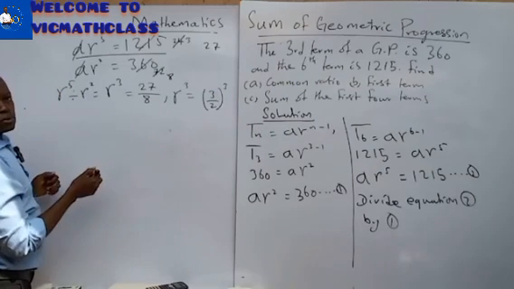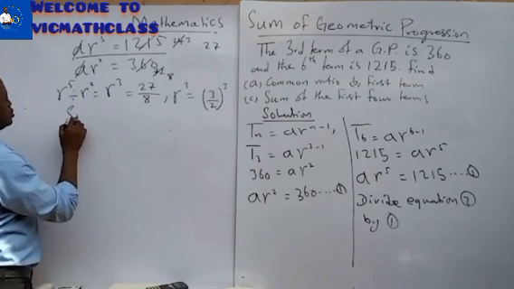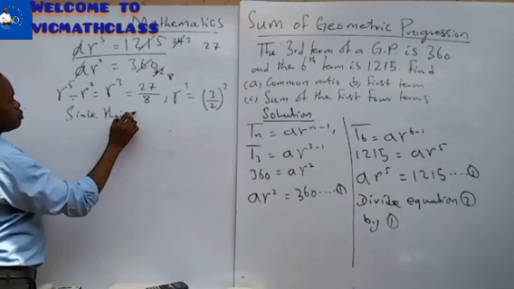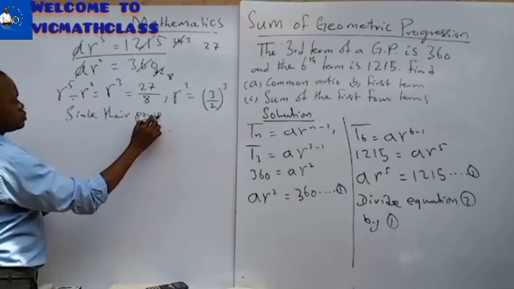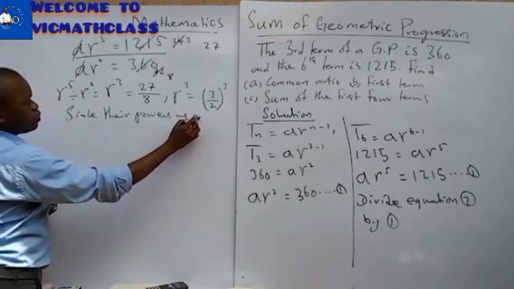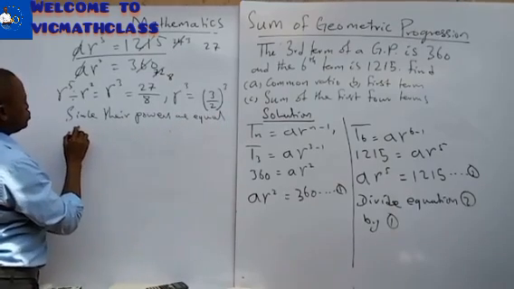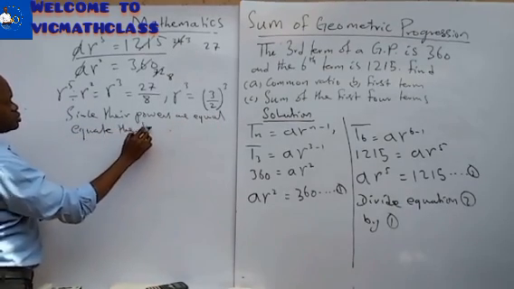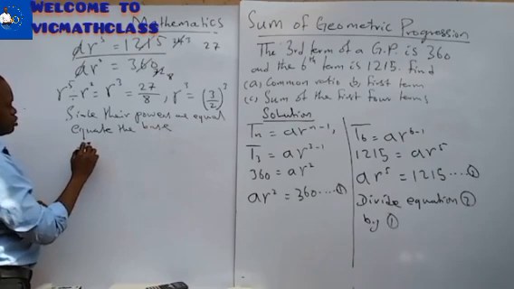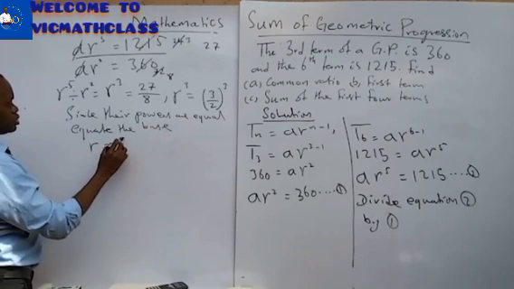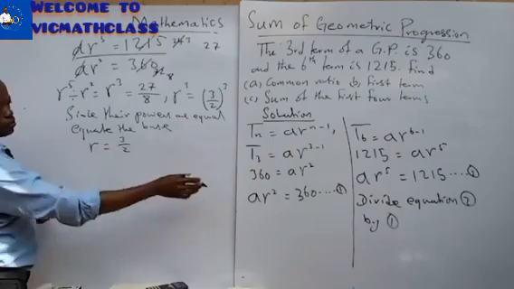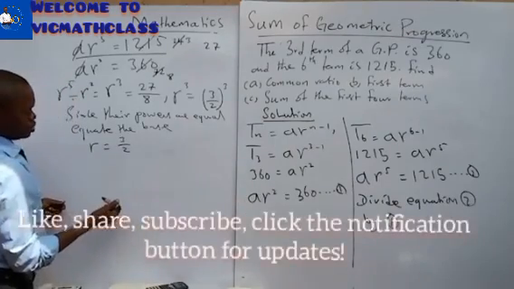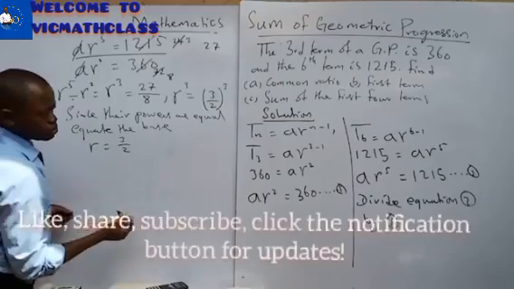So you can conclude that since their powers are equal, equate the base, which means that the common ratio r is equal to 3 over 2. With this now, we can quickly run down to equation 1 and get what the first term is.